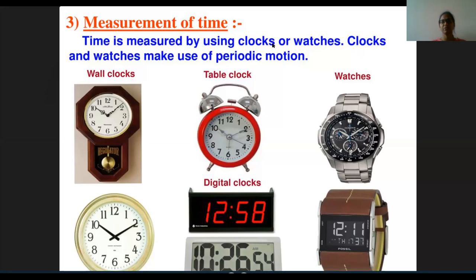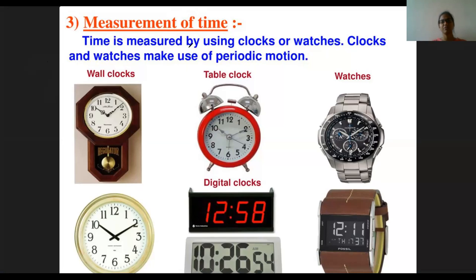Time is measured by using clocks and watches, and clocks and watches use periodic motion. Okay, they need to use periodic motion. First of all, what is time, children? Yeah, you know very well, children. What is time? It is some event occurring. Okay, some event is occurring or taking place. So that is what we call time.